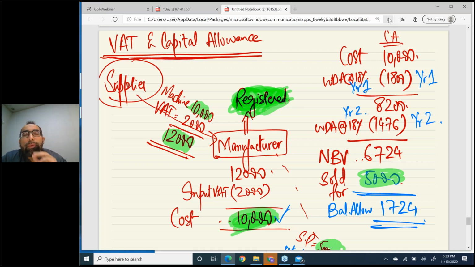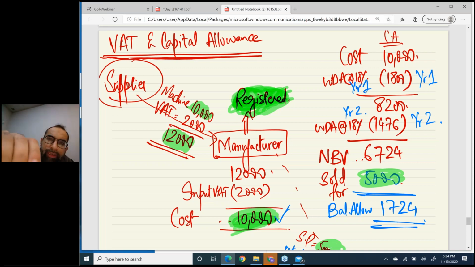One more thing I told you and you know this: a registered trader can claim input VAT, normally on all expenses, except for some. So okay, let's start the show. It's totally solved, but please, you will understand.